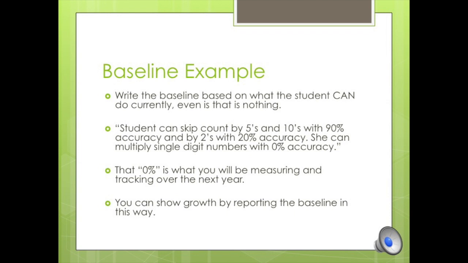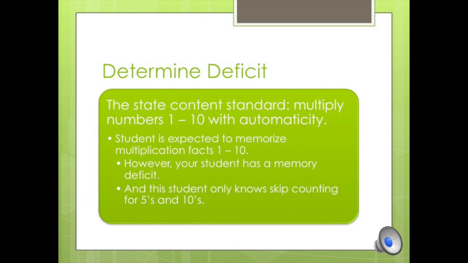The student can skip count by 5s and 10s with 90% accuracy and by 2 with 20% accuracy. She can multiply single-digit numbers with 0% accuracy. That 0% is what you will be measuring and tracking over the next year. You can show growth by reporting the baseline in this way. Let's continue with this example.